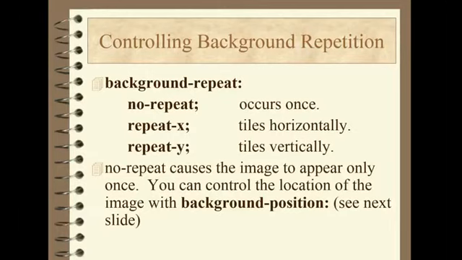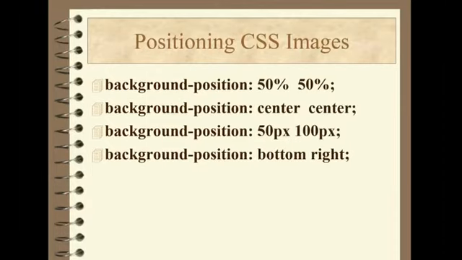As I mentioned, we can control the location of the image with the background position. Again, we usually only do this when we have a no-repeat. There are several ways of doing this. There's two systems. One is to use a percentage, so this ranges from 0 to 100. The first one is the top, center, and bottom, and then the second one is the left, center, and right.